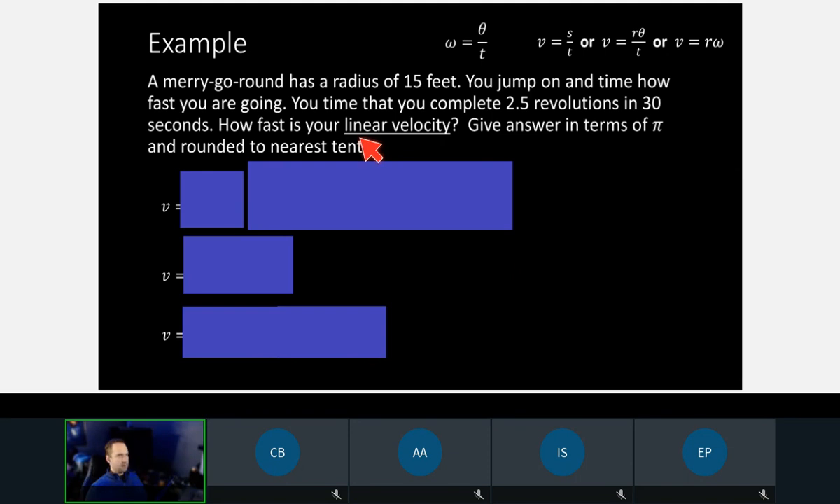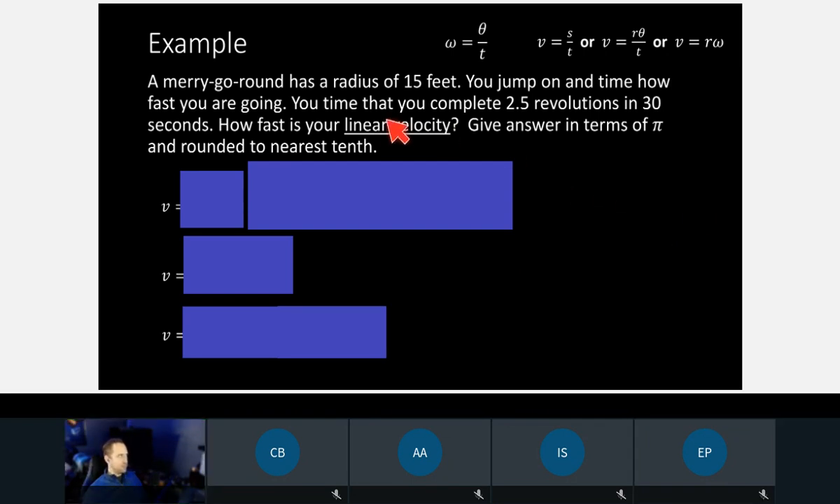All right. Volunteer want to read this question for us? Emily, go for it. A merry-go-round has a radius of 15 feet. You jump on and time how fast you are going. You time that you complete 2.5 revolutions in 30 seconds. How fast is your linear velocity? Give answer in terms of pi and rounded to the nearest tenth.